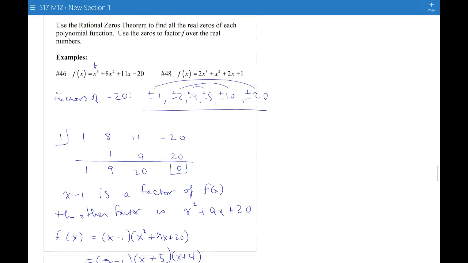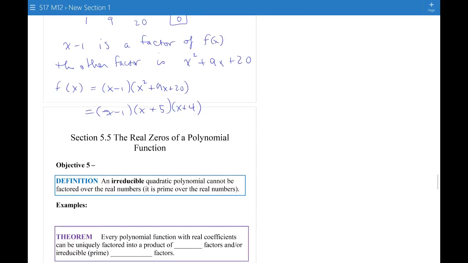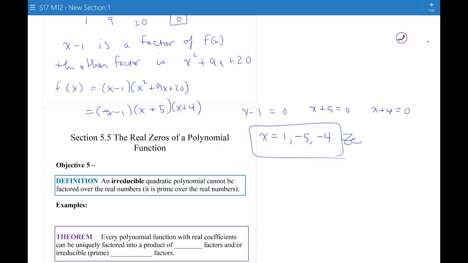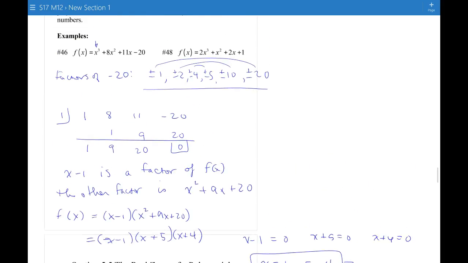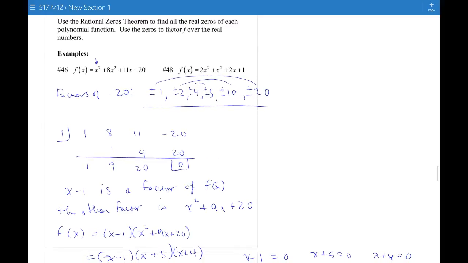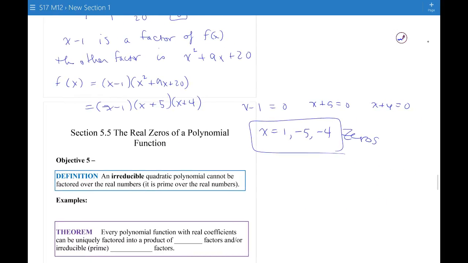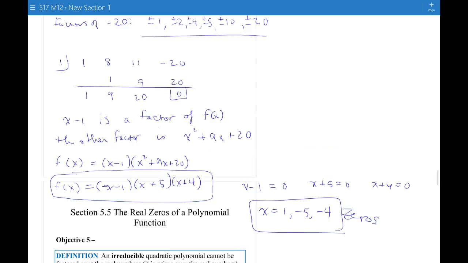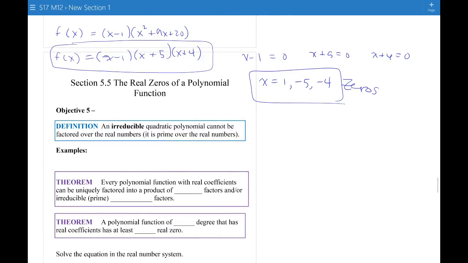So we were asked to find all the real zeros. So when x minus 1 equals 0, when x plus 5 equals 0, or when x plus 4 equals 0, each of those will give us 0. So when x equals 1, -5, and -4, this is the list of zeros. And the instructions also say use the zeros to factor f over the real numbers. And I've done that right here. So I factored f. Okay, and we'll do the second example together in class.